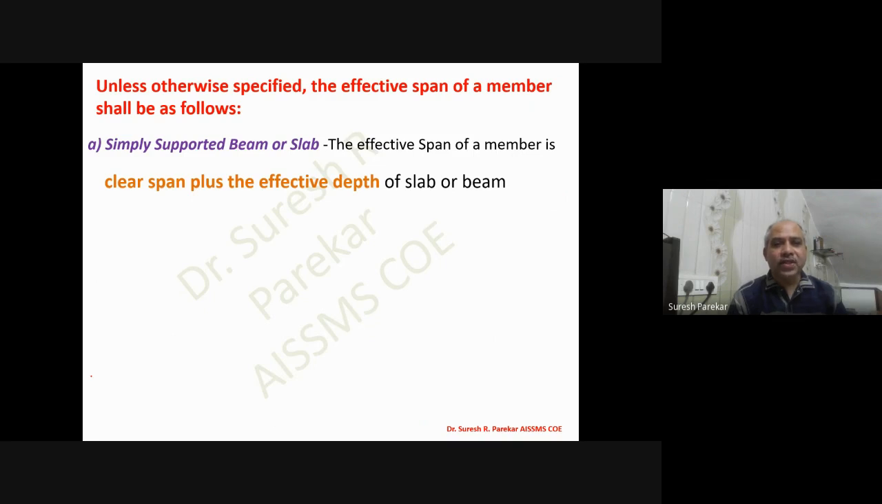So we have simply supported beam or slab. For beam and slab, we have the same criteria: clear span plus the effective depth. This is our first criterion. Or we have the center to center distance of supports. But importantly, we have to take whichever is less, and that will be considered as the span of the slab.